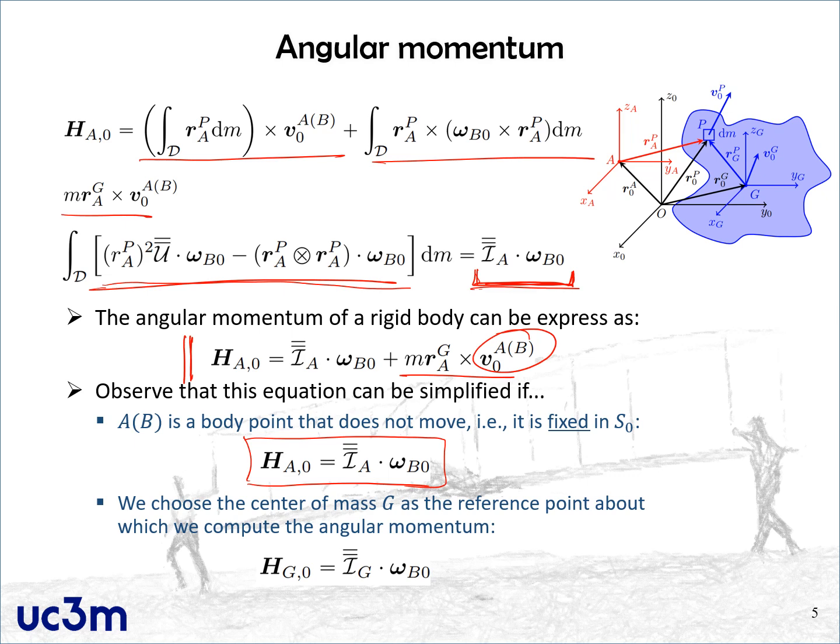All right. The other possibility is to choose our point A, about which we are computing the angular momentum, to be the point G, the center of mass. In that case, the vector AG over here is 0, and the second term vanishes. In that case, we write the expression just like this.